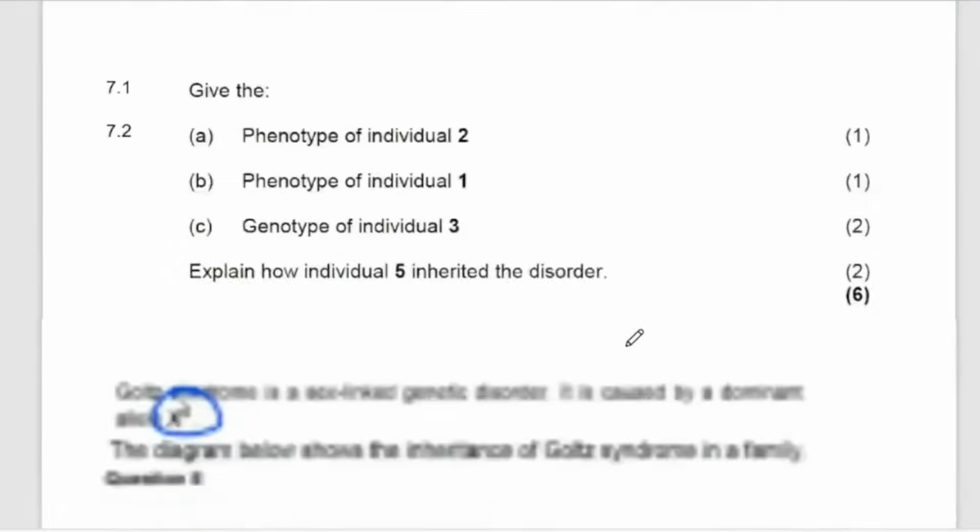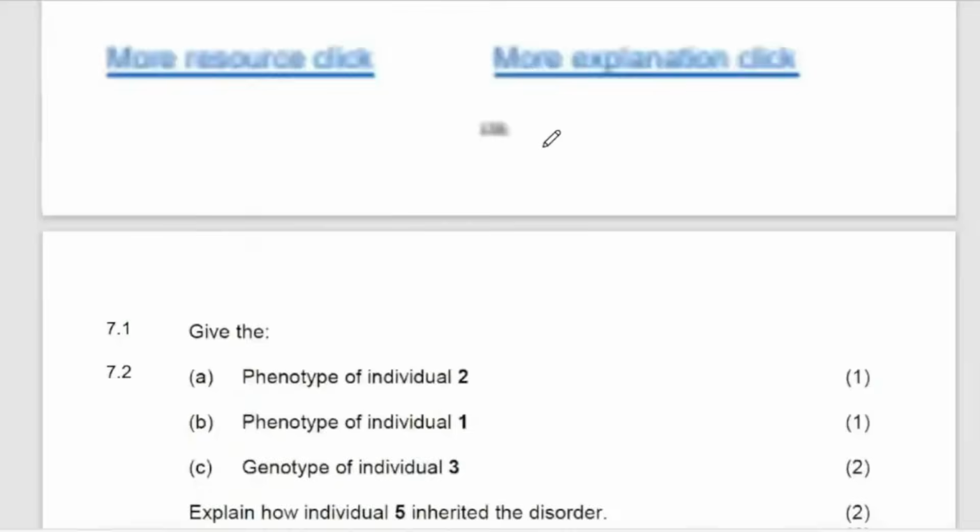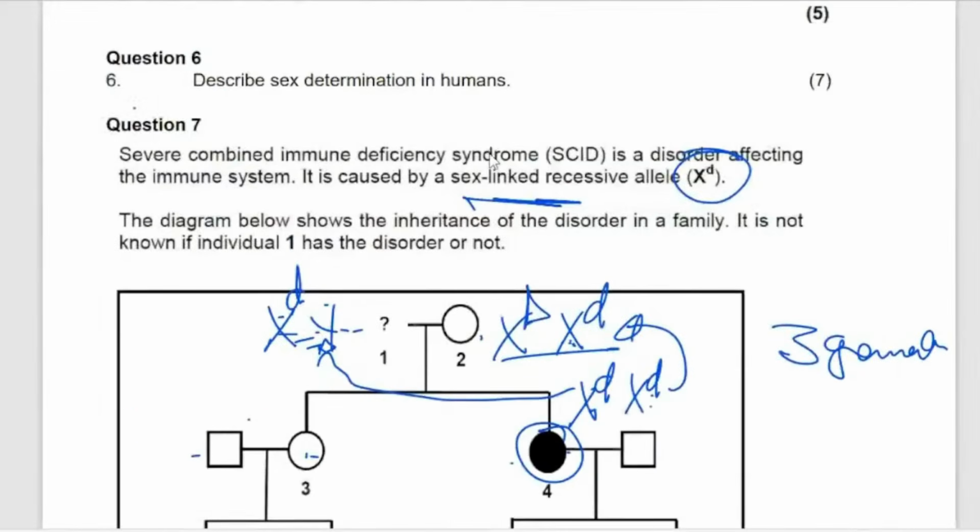Then the phenotype of 1. We have identified that this person, because they have produced a kid who is sick, therefore one recessive allele came from here, another recessive allele came from here. And remember, this is a male. Therefore, this individual is affected with the disease.